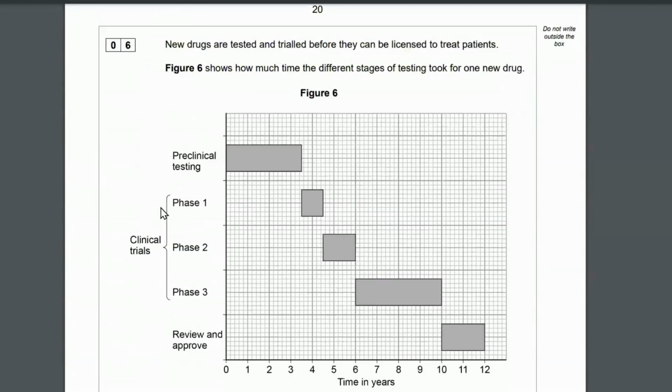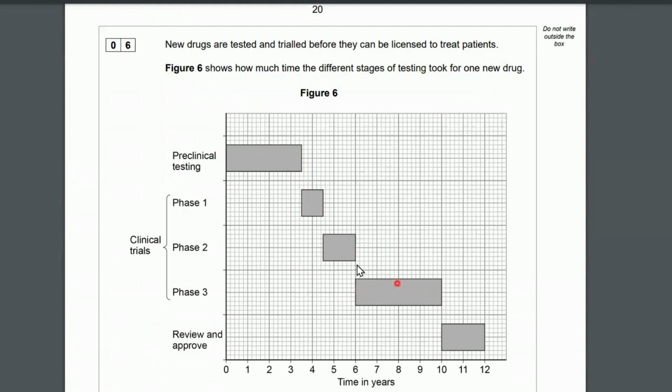Let's get on to the last question. Okay, new drugs are tested and trialed before they can be licensed to treat patients. Figure 6 shows how much time the different stages of testing took for one new drug. So we've got the preclinical testing. That looks like it took 3.5 years. Then we've got phase 1, looks like it's about a year. Phase 2 looks like about a year and a half. And then phase 3 looks like 1, 2, 3, 4 years.